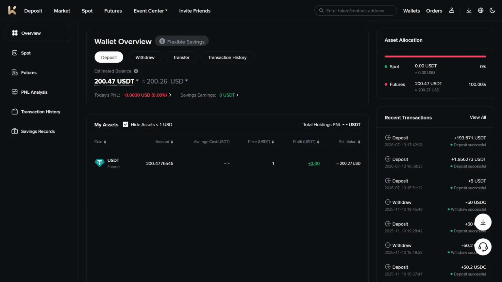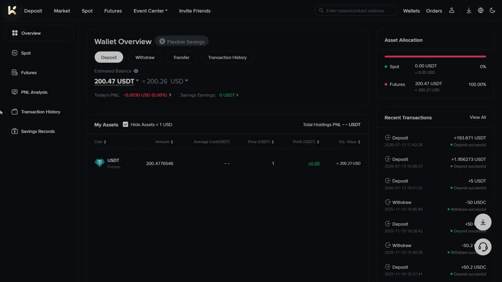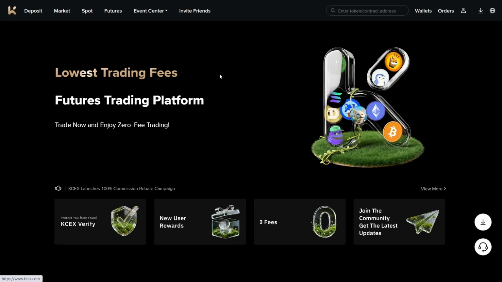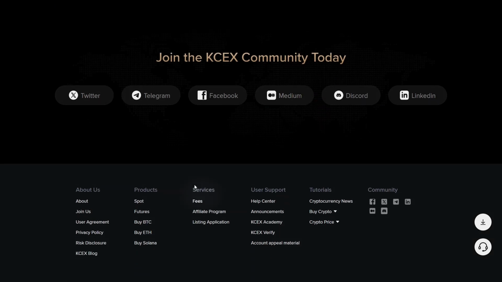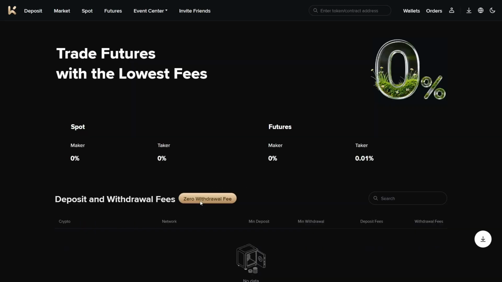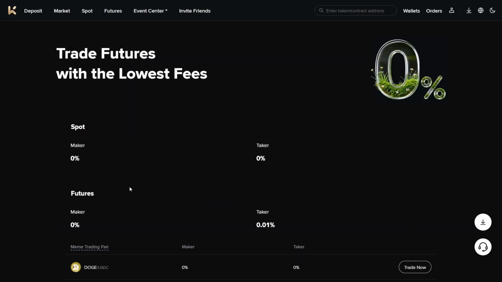Next, we want to understand the trading fees on KCEX. So we're just going to click the top left button. That will take us back to the home page. We're going to scroll all the way down to the bottom. Under services, click on fees. And here we can see under futures that the maker fee is 0% and the taker fee is 0.01%. A maker order adds liquidity to the order book, usually with a limit order, while a taker order fills against an existing order, which is what normally happens with a market order.